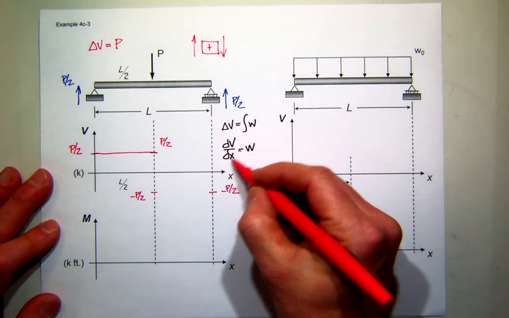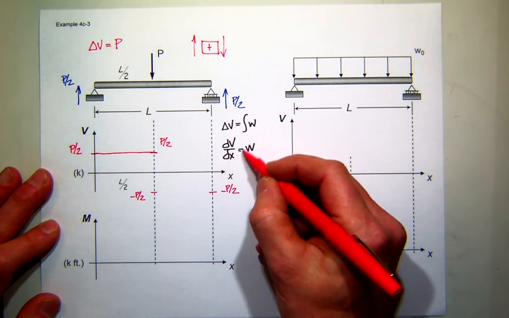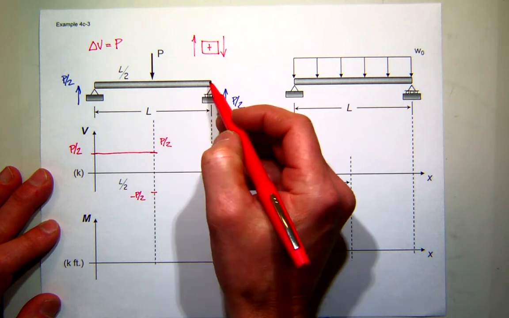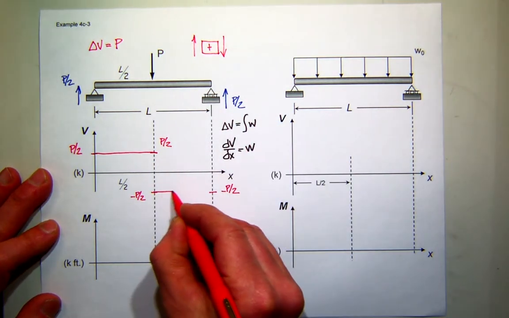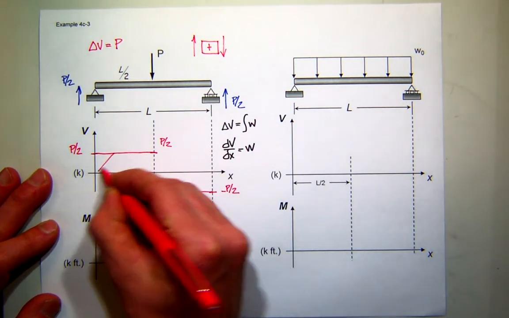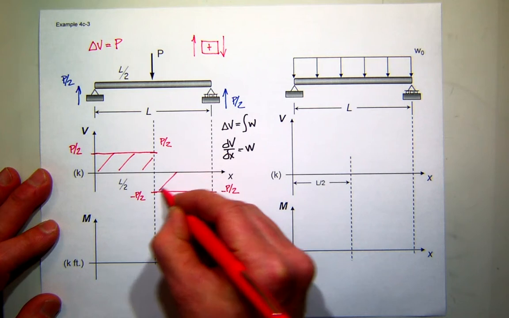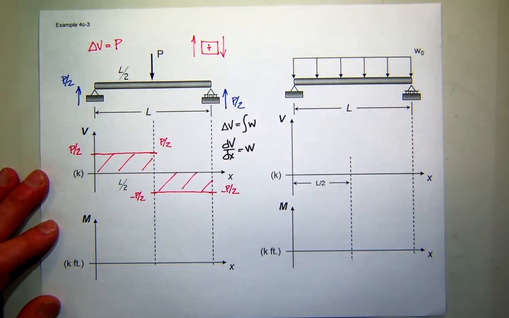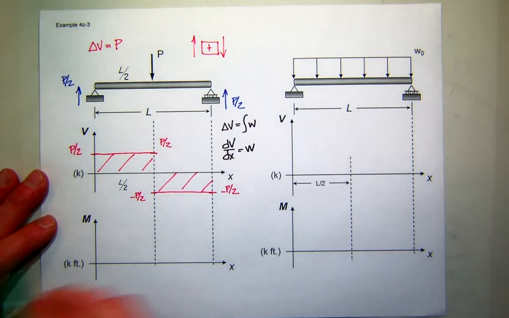That wouldn't be obvious. What about the slope? Well, the slope's equal to the load, and the load is 0, 0 slope, horizontal line. So there's your shear diagram. All right, let's try moment.